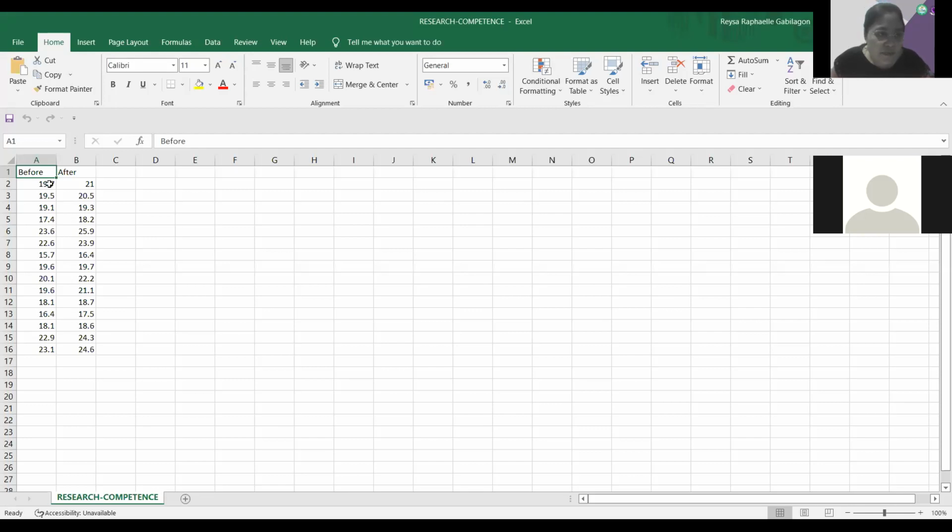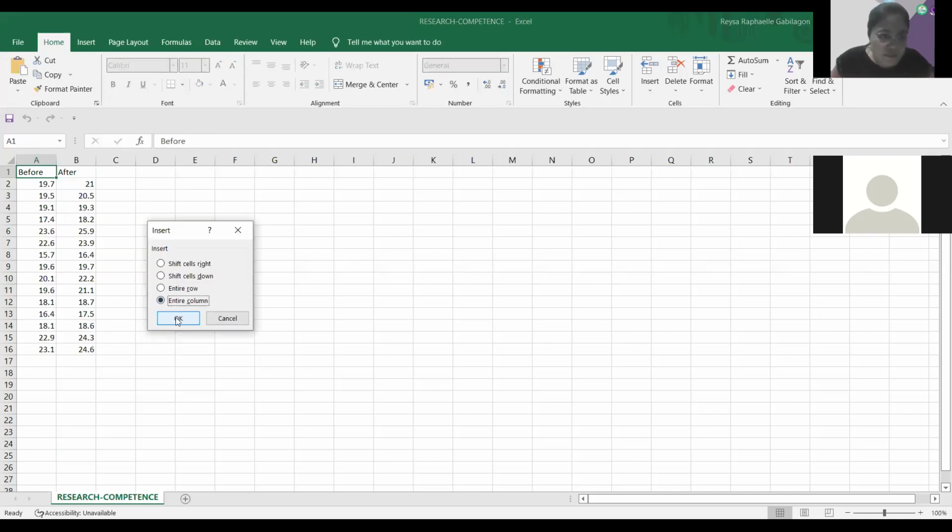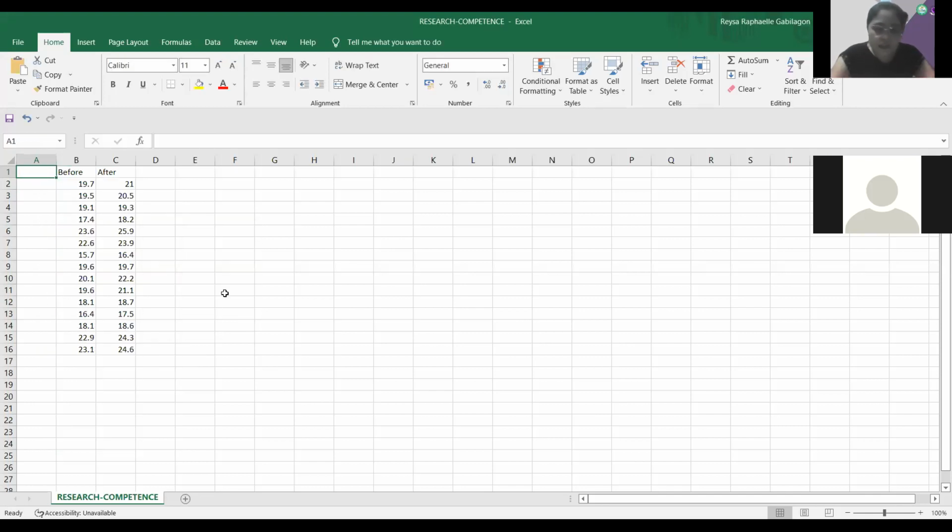As you can see, ito yung scores nila before the training. Ito naman yung scores after the training. When you are going to encode your data for a possible paired t-test, you have to label it properly ha. So let me insert a column here. Ayan. And example, I'll write respondent number.